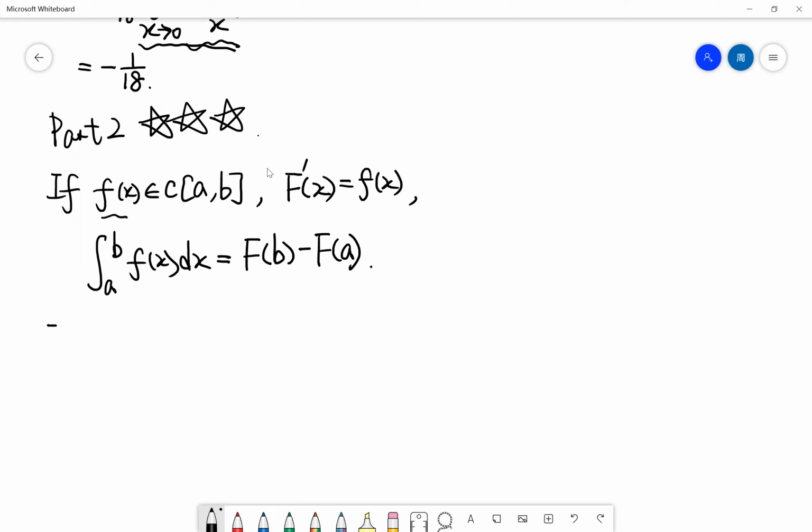For example, at the beginning of the class, remember that I want you guys to calculate the integral from a to b of x dx, right? And we use the formula to calculate the area. And then we got the result that is b squared by 2 minus a squared by 2 here.